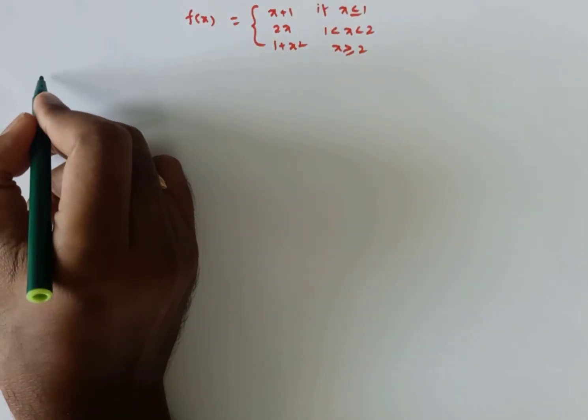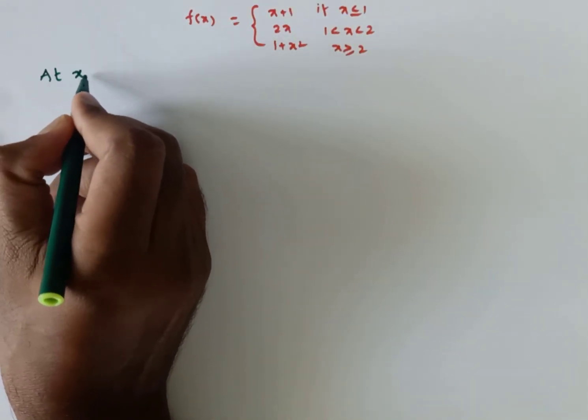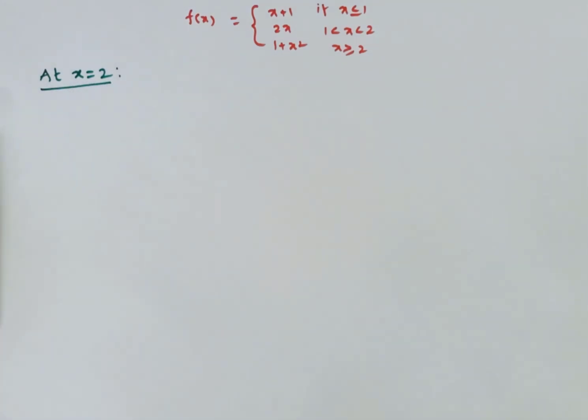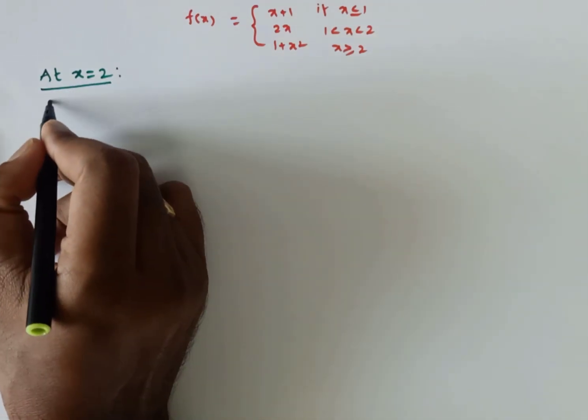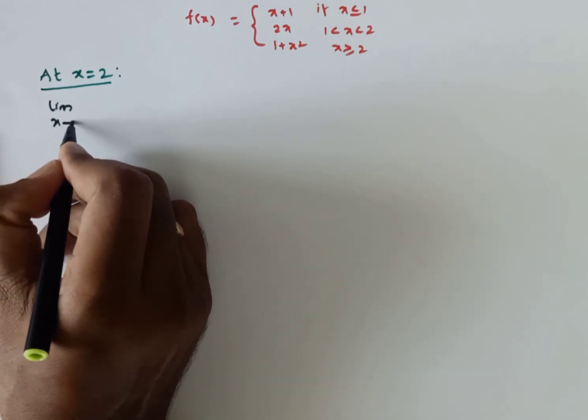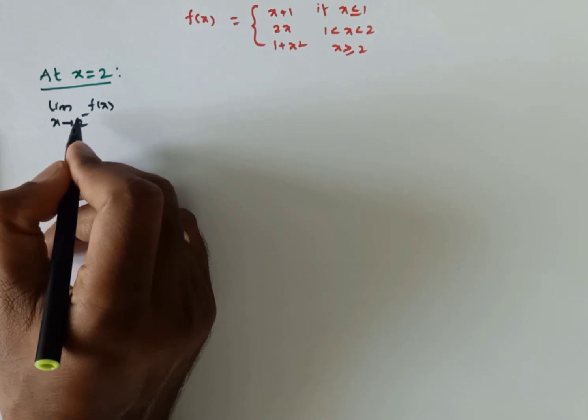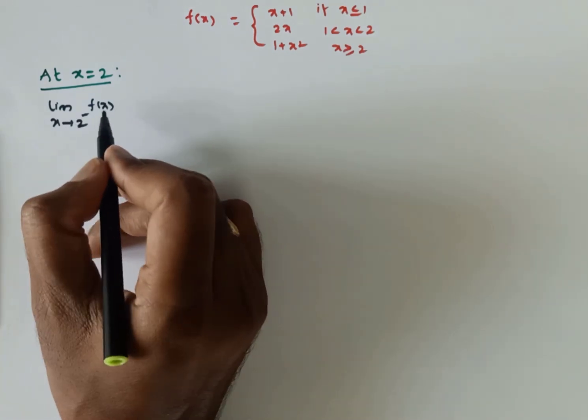ఓకే నేను చెక్ చేస్తున్నాను చూడండి. So at x equals to 2. So first you need to find the left hand limit at 2. That means limit x tends to 2 minus f of x. X tends to 2 minus means a little bit less than 2, means x less than 2.